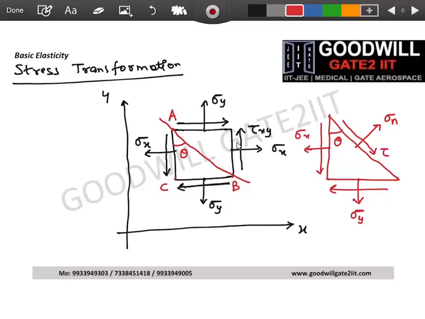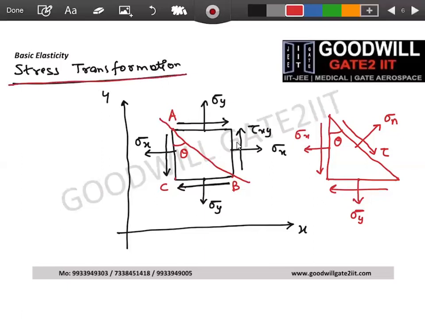If you see, I have not given any suffix to tau because we don't know which plane this is. This plane can be theta equals 20 degrees, 45 degrees, 80 degrees, anything. So we have two unknowns present here, which are sigma n and tau. And the stress transformation topic is this.